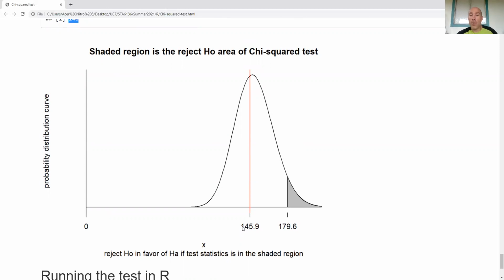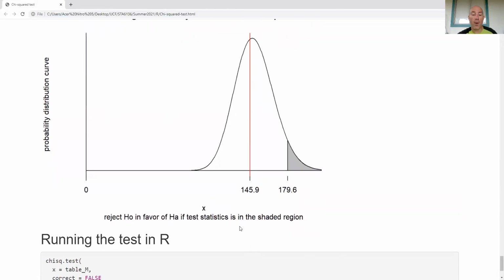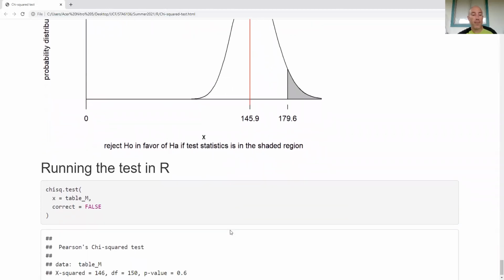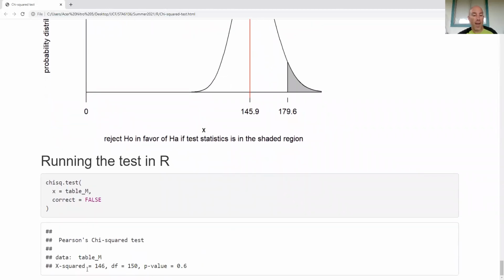Now, once again, I can run this in R, easy peasy lemon squeezy, which is what I recommend you do in real life. And we can see that my test statistic is 146, degrees of freedom is 150, which is exactly what we got before.